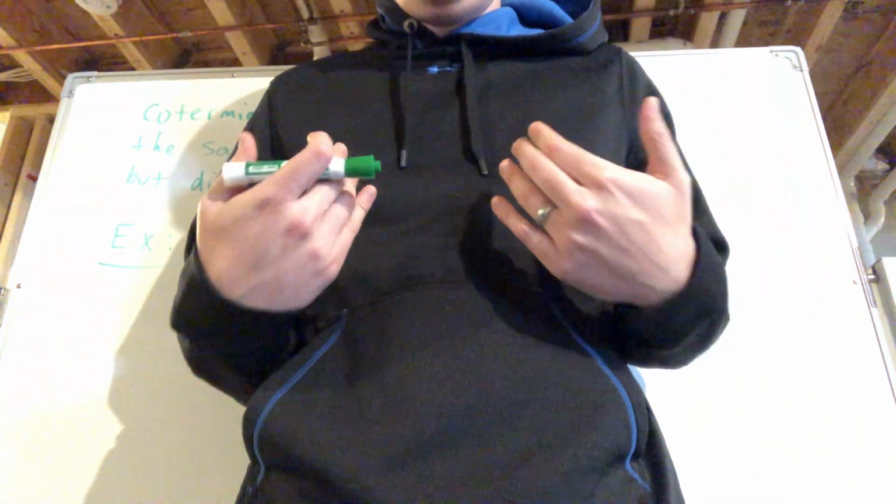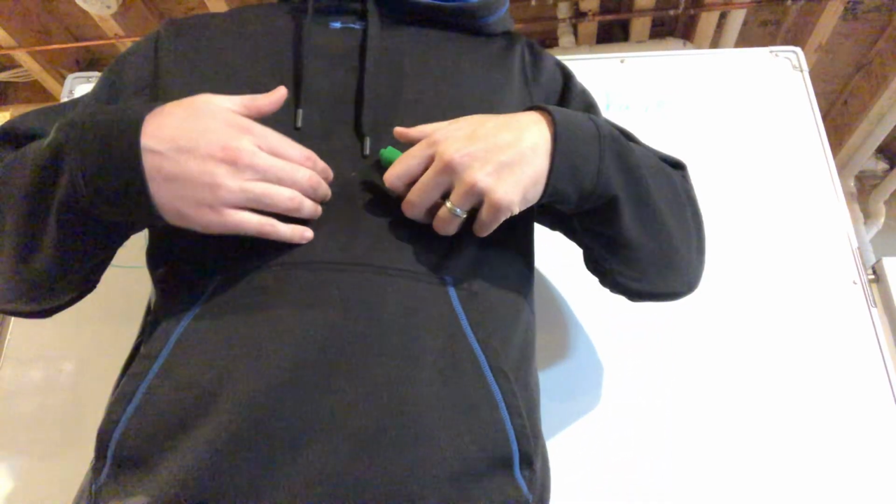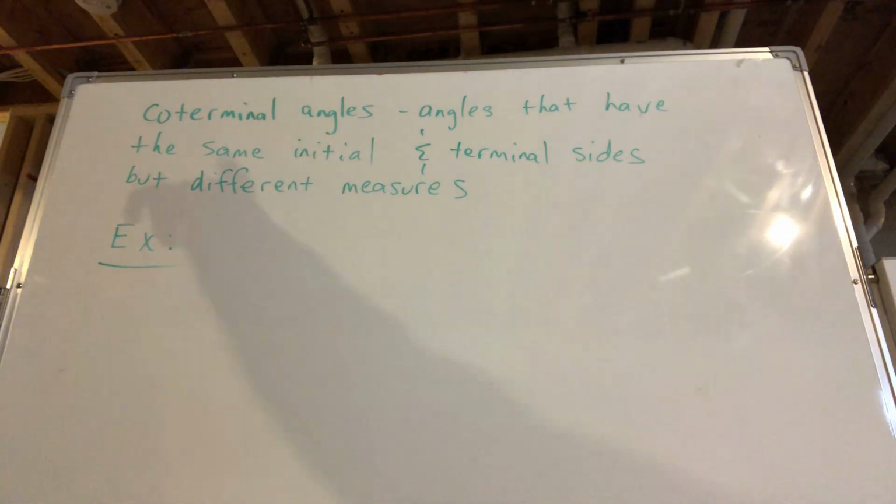Right now I'm at 0 degrees, or if I turn around once, I'm at 360. If I turn around twice, I'm at 720. I'm at the same position, but I've rotated a couple of times, all right? So that's what coterminal angles are. They're angles that have the same initial and terminal sides, but different measures.